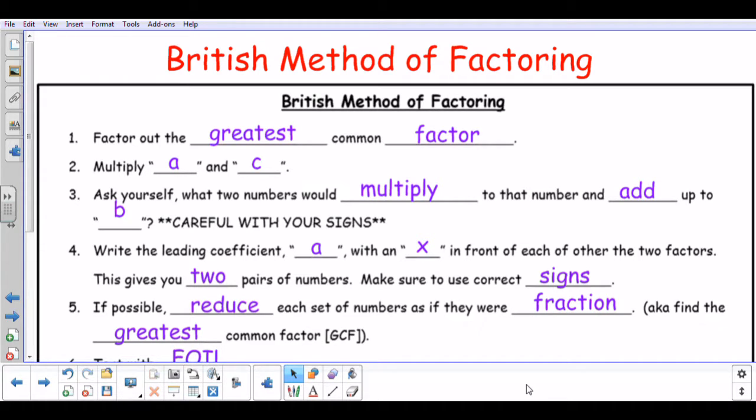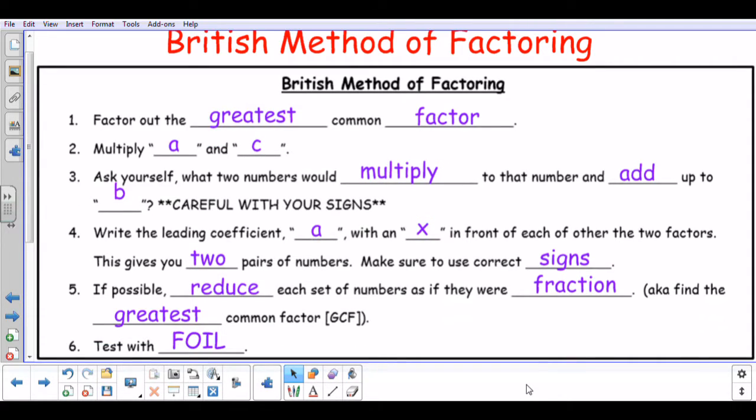Then we're going to write our leading coefficient A with an x in front of each of those 2 factors we found. So we're going to start building those binomials. And then if we can, we're going to reduce those sets, each one individually. So one may reduce and one may not. And then you can always go back and test your answer with FOIL to make sure you get the correct equation. So let's look at an example.